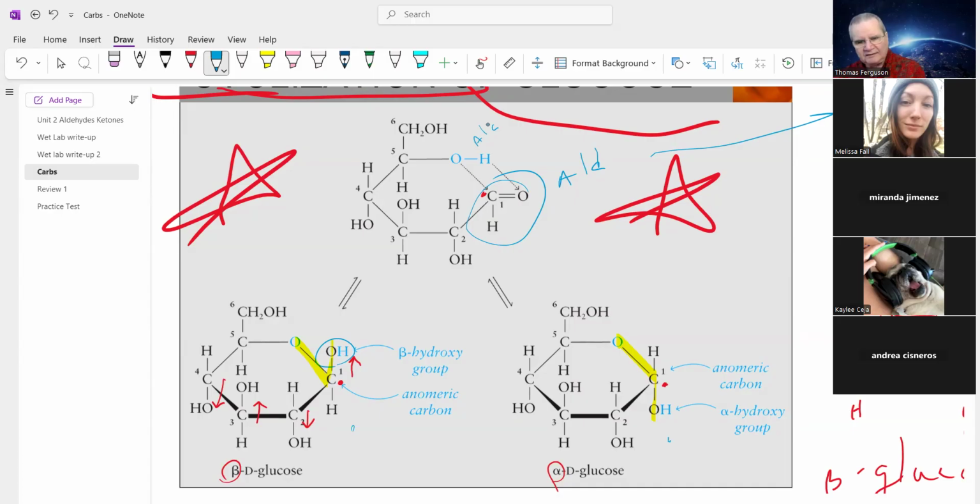Now, remember in the aldehyde and ketone chapter, we talked about how aldehydes are easily oxidized. One of the tests for aldehydes is the Benedict's test. Sugars are also susceptible to the Benedict's test because of this opening up to an aldehyde.